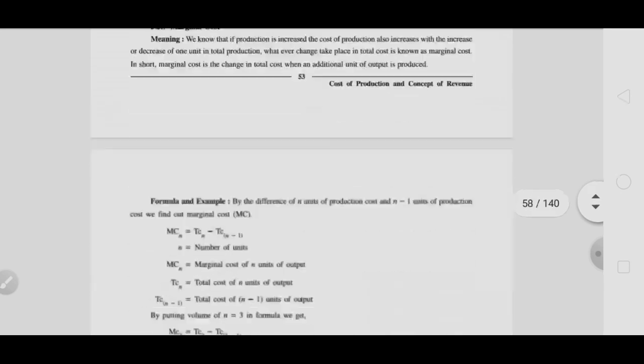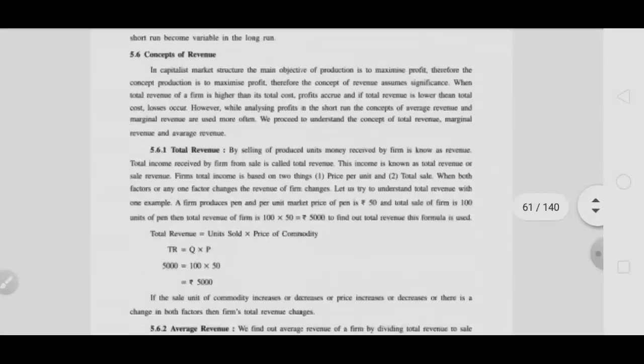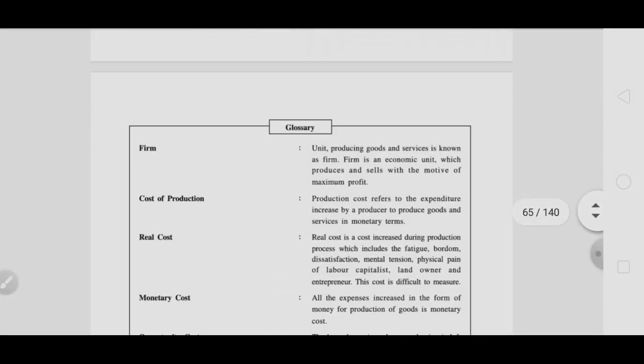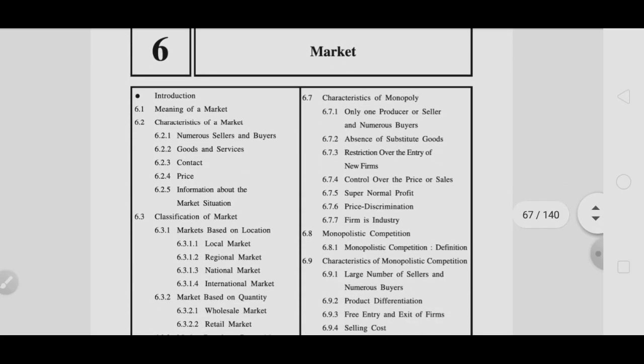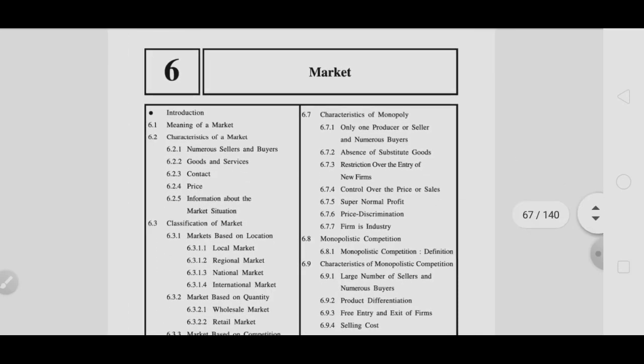I think all of you are not getting bored, because we have to study all these concepts in detail. Don't worry, we'll be able to understand and we'll be able to write all these concepts very easily. The next one is chapter number 6, that is market. Meaning of a market: basically the market is a place where buyers and sellers come together, or come in contact with each other, for exchanging goods and services in exchange for money.